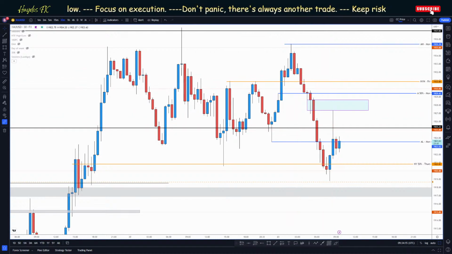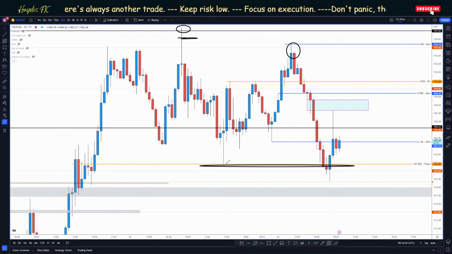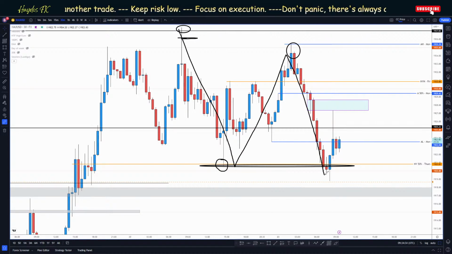Because of the momentum, we didn't break the daily high from Friday, and then we've gone out and broken the low of the day. So if we're respecting the high and we've broken the low, that means the structure has come back to the downside.